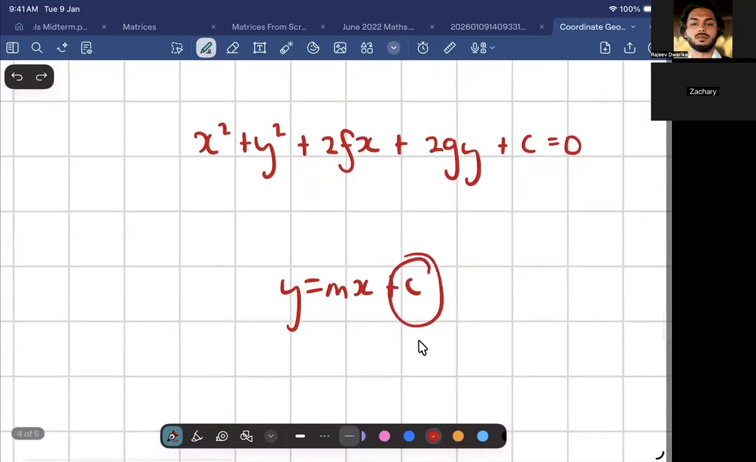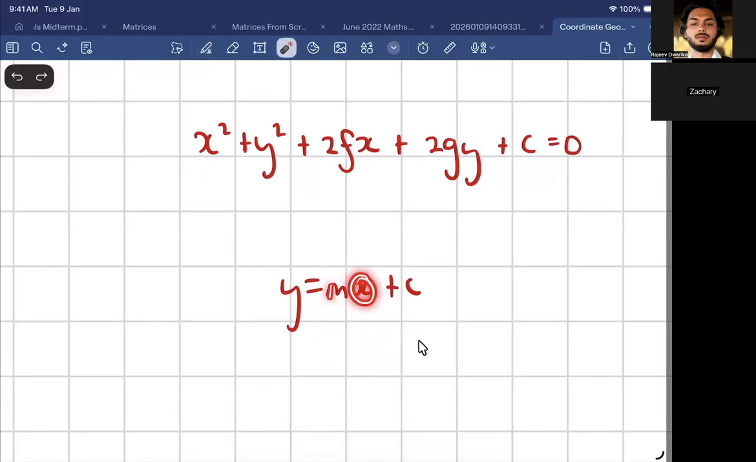Gradient. And what do you call c? C is the y-intercept. Yeah. At the y-intercept, x is equal to 0. And when you plug x is 0 into this, what's the only thing you're going to be left with? Exactly, y is equal to c, because m times 0 is 0. That's why it is called the y-intercept. When you plug in 0, c is the only thing you remain with. So y is equal to c.